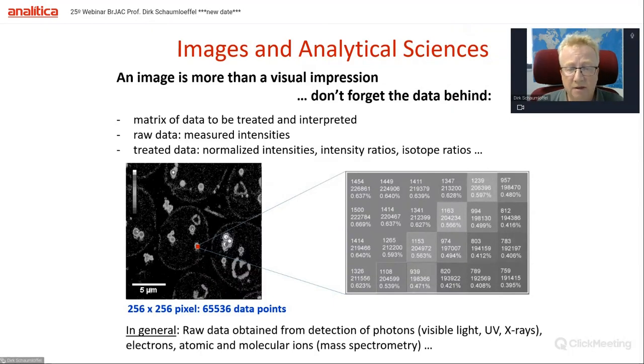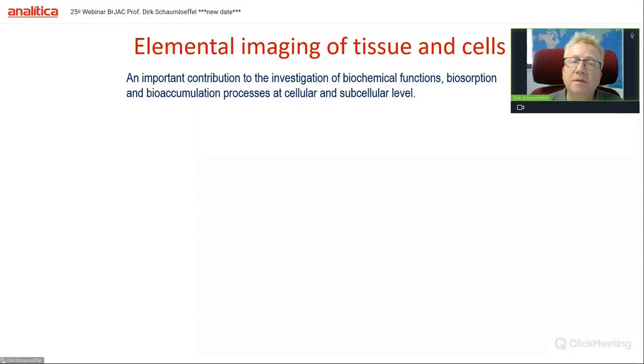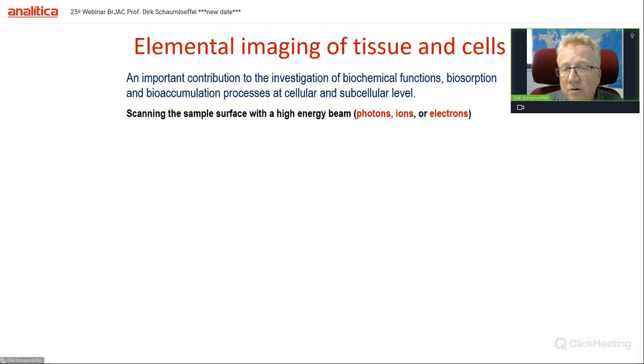So in general, raw data can be obtained from detection of photons, for example, visible light, UV, X-rays, electrons, atomic and molecular ions in mass spectrometry. Later, I will focus on these atomic ions in mass spectrometry. Coming now to elemental imaging, or elemental bioimaging, that means imaging of tissues and cells. This can be an important contribution to the investigation of biochemical functions, biosorptions, and bioaccumulation processes at cellular and subcellular level. And I will give you, for the moment, only 4 examples of how this can be done.